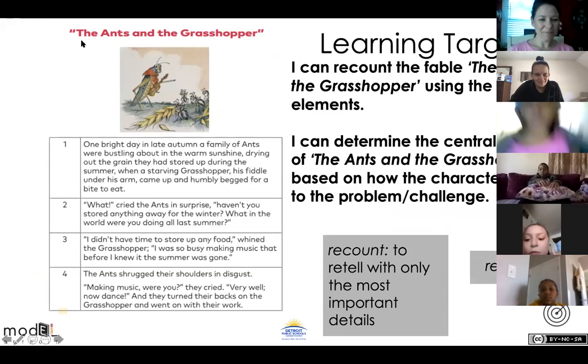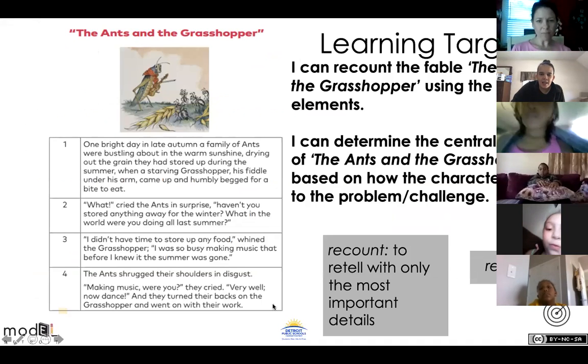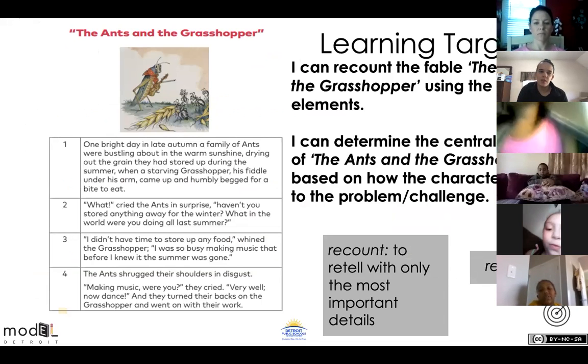All right. Here are our learning targets for today. I can recount the fable, The Ants and the Grasshopper, using the story elements, and I can determine the central message of The Ants and the Grasshopper based on how the characters respond to the problem or the challenge.